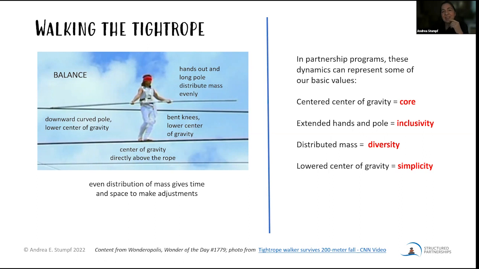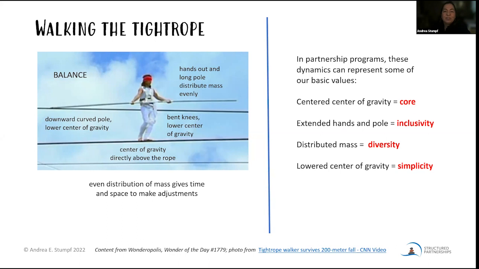And if you add these extended arms or a pole, that to me is a kind of inclusivity, that you're drawing in maybe more buy-in from different stakeholders. And the ability then to distribute the mass is for me a kind of diversity. So you are getting a diversity of views, maybe lessons learned, more experience, or even downstream diversity if you have multiple implementing entities that you're diversifying and able to develop balance through those additional measures.